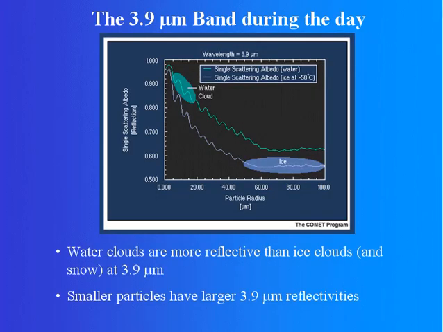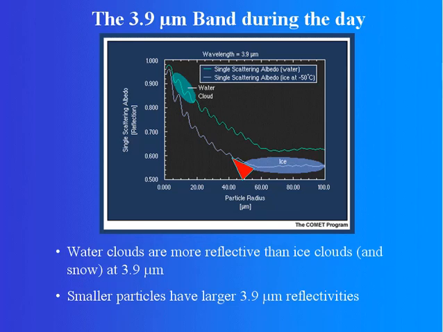This is another graph pulled from the COMET session on the 3.9 channel, and it's a nice illustration of the way that the 3.9 reflectivity varies with the type of cloud and the size of the cloud particle. On the y-axis, we have the single scatter albedo at 3.9, basically that R3.9, which I showed before. It's drawn as a function of the particle radius, in other words, the size of the particle being sensed, of both an ice cloud and a water cloud, or even for this ice cloud, you could think of snow would also be the case here.